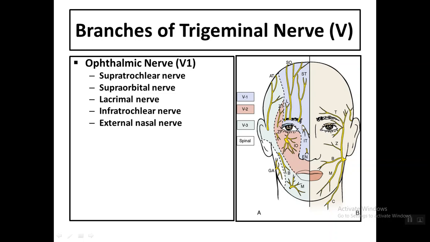But we have the infratrochlear nerve supplying the area of the bridge of the nose, and we have the external nasal nerve that emerges in between the nasal bone and the cartilage, to supply the lateral aspect of the nose until the tip. External nasal.